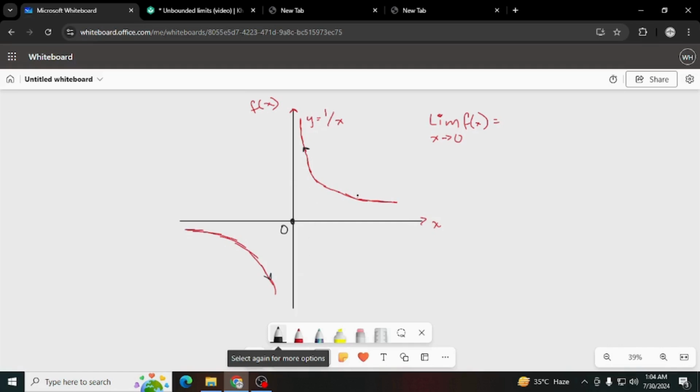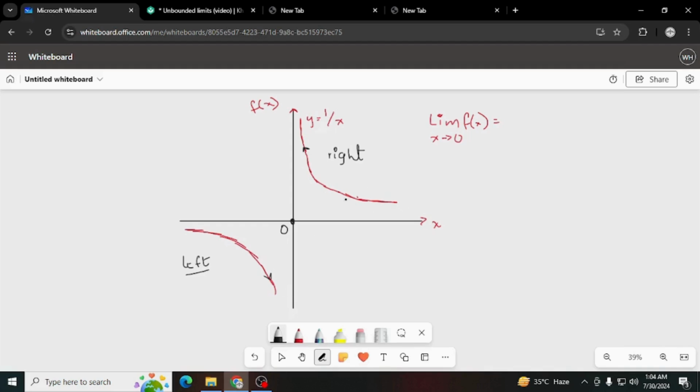So when we look at the graph, it is split in two parts right here. This is the right-hand side, and this is the left-hand side of the graph. All right, so let's consider the right-hand side first.